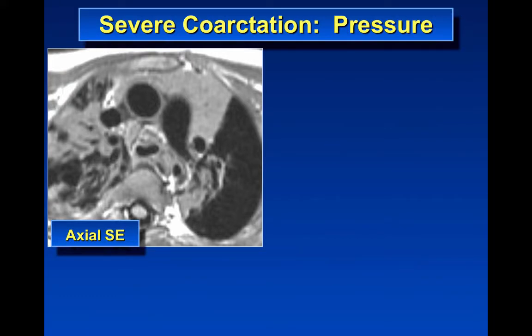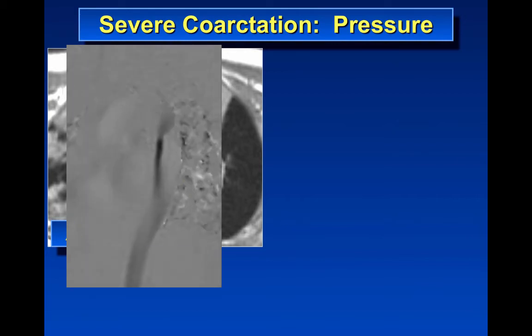Okay, so we can quantify the functional significance of coarctation. One way to do that is to measure the pressure gradient. We can do a velocity-encoded cine MR phase contrast study in this plane. This is the candy cane or oblique sagittal view. The coarctation is right here, and we see abnormal flow distally.